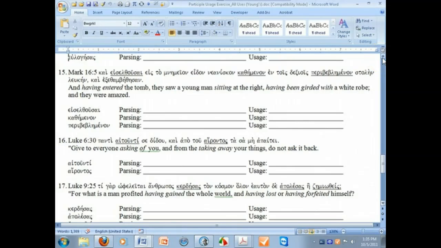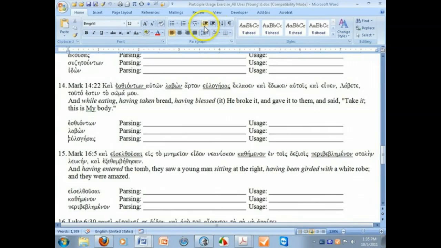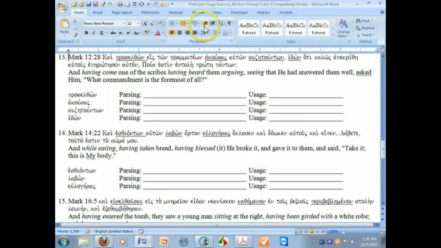The other day, earlier in our uses, didn't we have an indirect discourse participle with number 13? Having heard them arguing. So what did he hear? He heard the arguing going on. And we said, okay, this is an indirect discourse participle. It's in the case required by the verb akouo. But notice again the conceptual or semantic situation. It's a record of an act in process.